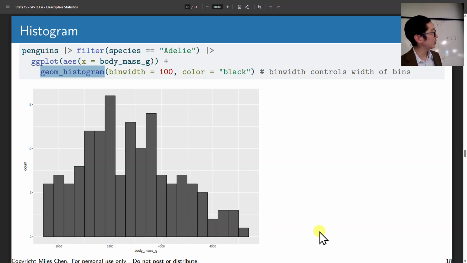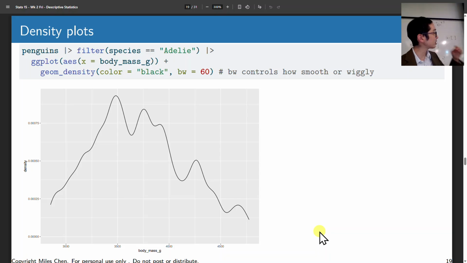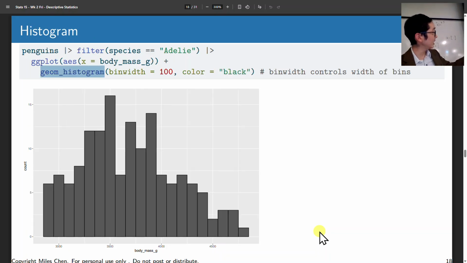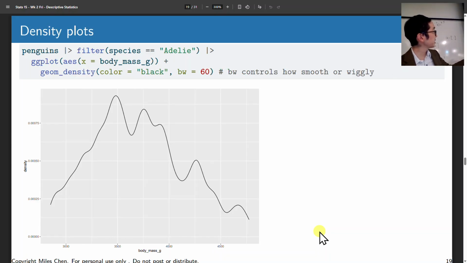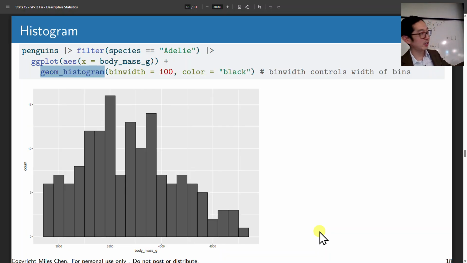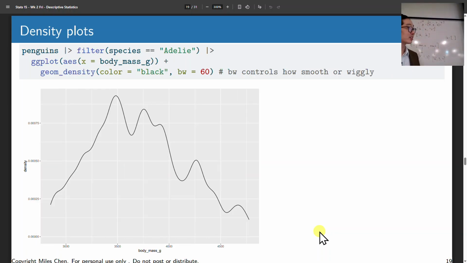If I were to take this and make a density curve, it looks kind of like this. It's not a perfect alignment, since R does some different calculations here, but if you look at this and squint a little bit and say, if I had to draw a smooth curve to connect the tips of these bars, what would it look like? It might look something like this. So that's the density plot.